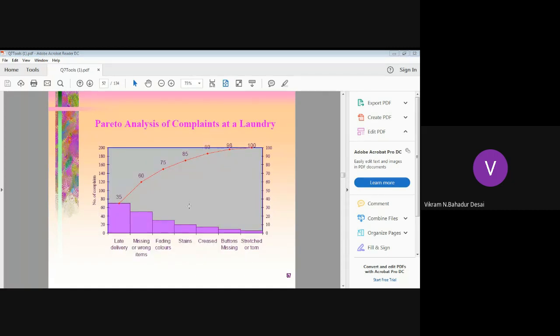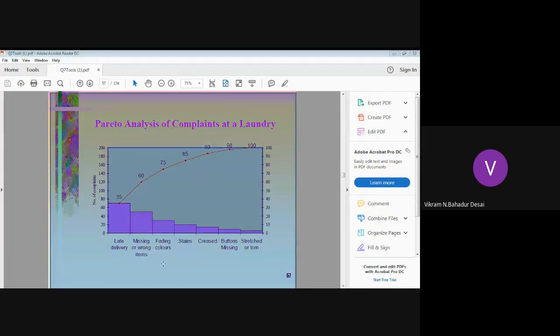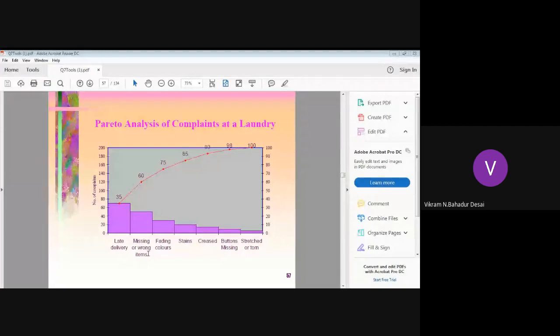So analysis of the laundry. What the laundry person can also do is Pareto analysis. So what is happening with him? What are the major complaints? Late delivery is the main focus he should follow. Sometimes what happens in the apartment, missing or wrong items.